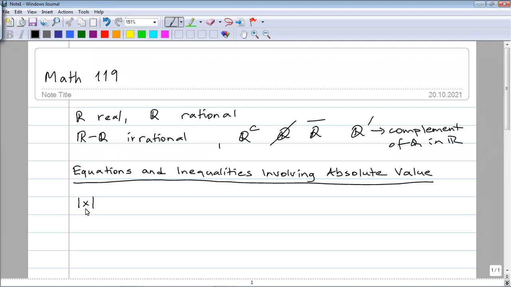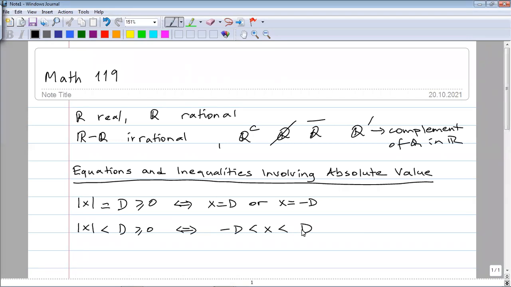If you have absolute value of x equal to some number d, which is of course greater than or equal to 0, that means x is either d or minus d. If you have absolute value of x less than d, again d positive number, that means x is between minus d and d. Another thing, when you're writing inequality this way, so three numbers, so whenever you're writing a less than b less than c, it means a must be less than c.